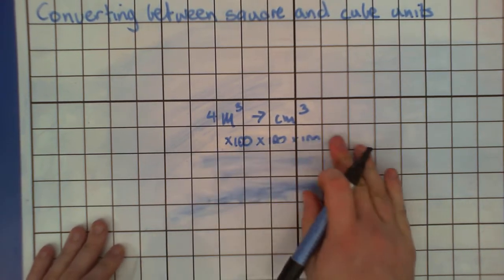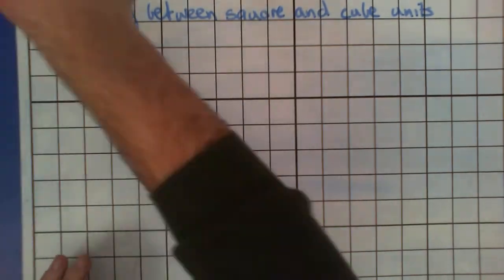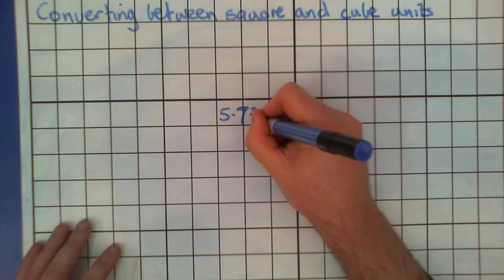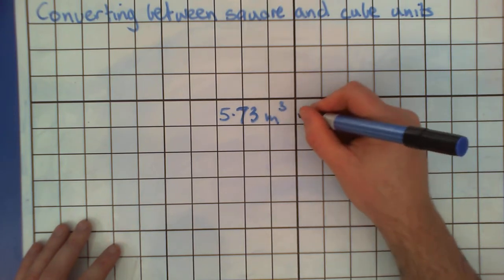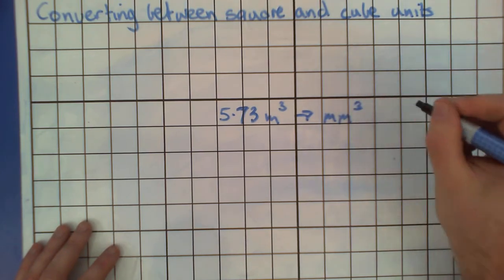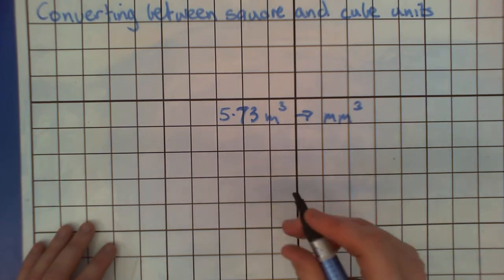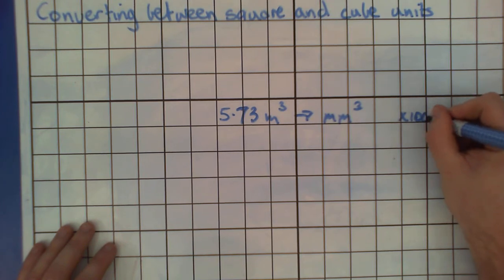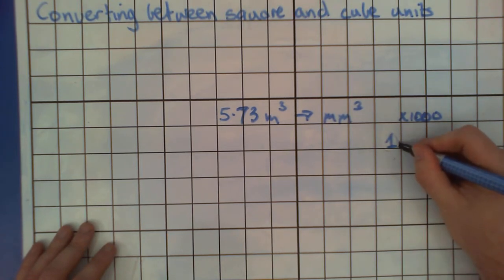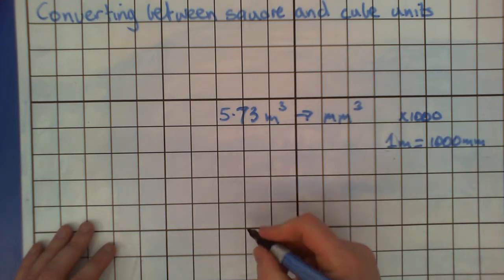We'll do one more, and we'll make it slightly trickier for this one. We're going to say now that I've got 5.73 meters cubed, and I need to go to millimeters cubed. Right, here we go. Meters to millimeters, we know we need to times by 1,000, because 1 meter equals 1,000 millimeters. So I need to do it for my length.